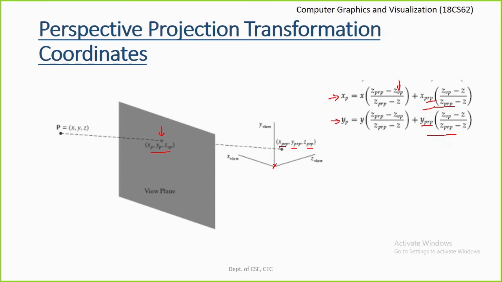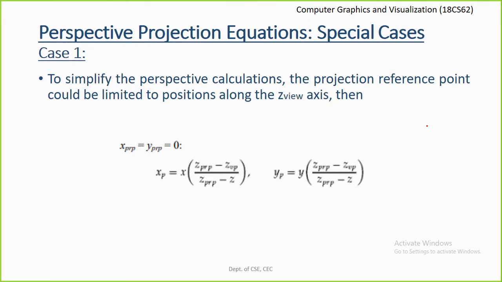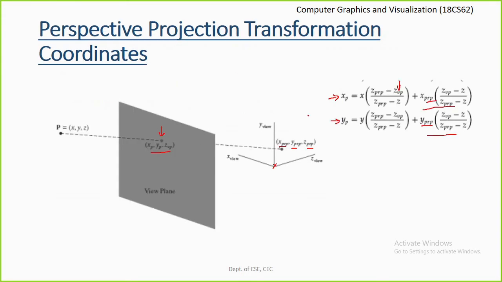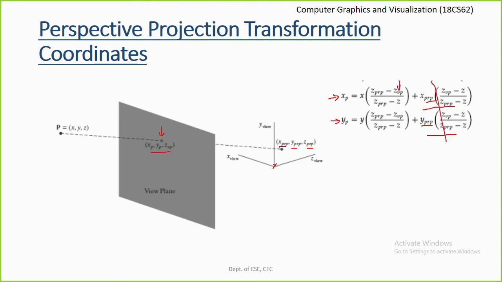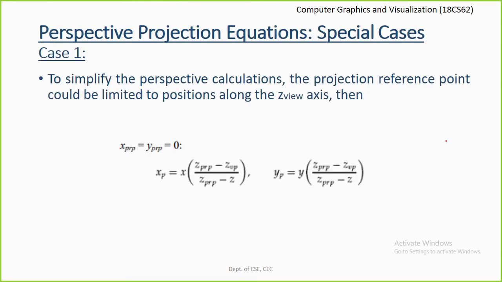In the first case, the values of XPRP and YPRP will be equal to 0. That is, the projection reference point is limited to the positions along the z-axis. Accordingly, we change the equation. Since XPRP and YPRP are equal to 0, this entire term can be removed from the equation, right?